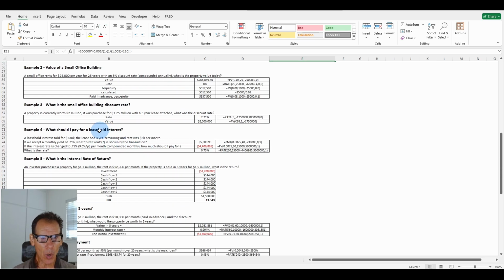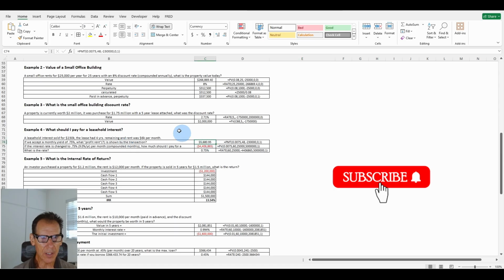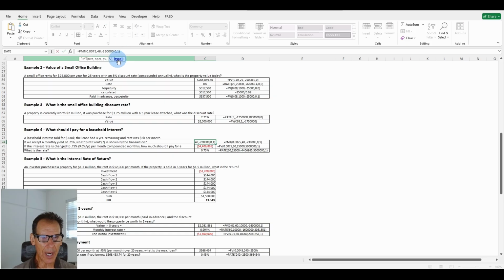What should I pay for a leasehold interest? Think about what we're trying to do here. A leasehold interest sold for $230,000. The lease had 4 years remaining and rent was $6K per month. If we accept a monthly yield of 0.75%, what profit rent is shown by the transaction? All we're doing is, again, we're just using the exact same information, but keep in mind, we have a new notation here and we have a type.